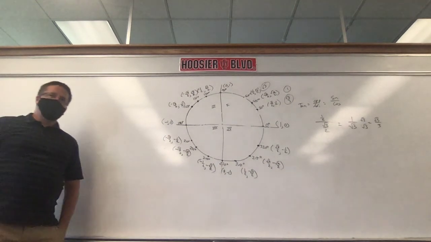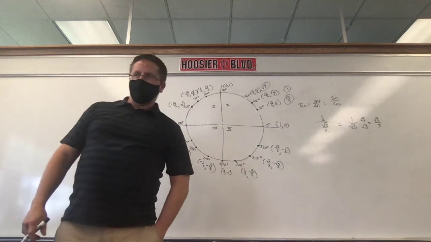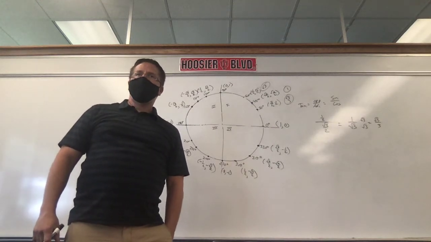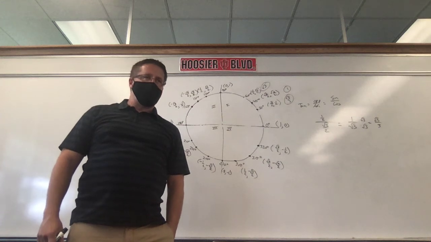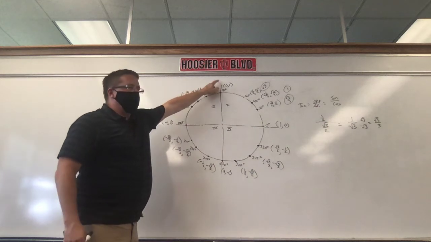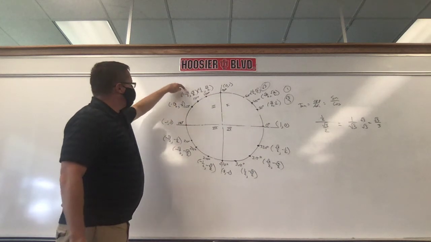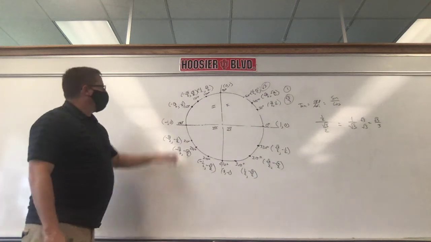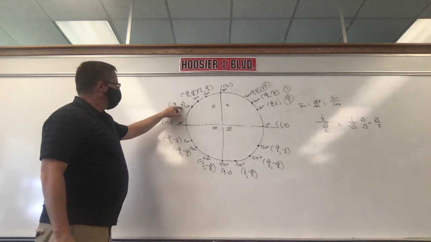Let me ask you this. What's a positive divided by a positive? Positive. What's a negative divided by a negative? Positive. What's a positive divided by a negative? Negative. Forget about this one for right now. What could you say about the tangents here? They're going to be negative. Why? Because it's negative times positive. One's negative, one's positive. Okay?